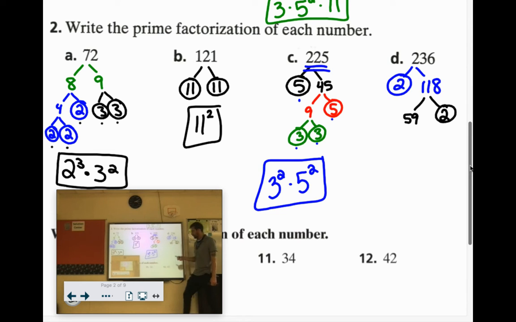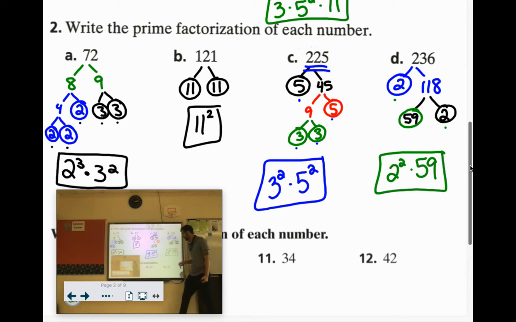2 is prime. 59. Are there any factors of 59? No. 59 is a prime number. So we have 2 to the second times 59 to the first, which is just 59.